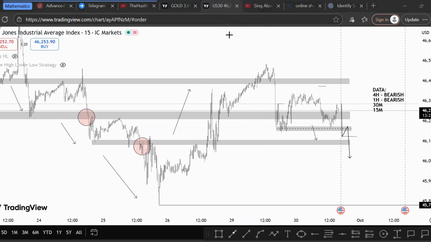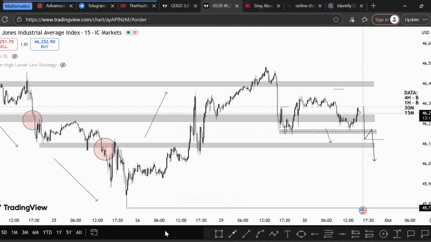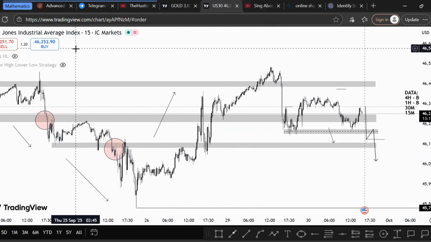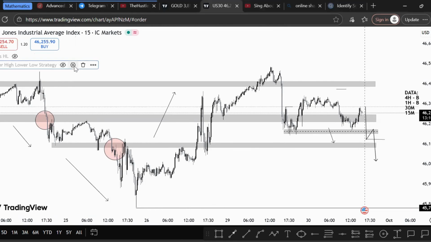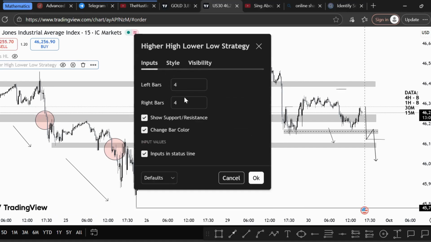Can I just ask you a question, if you don't mind? Yeah. Concerning this higher high, lower low strategy, can I see your settings? When you go to the lower time frame, you see so many, as you said, you should only use it during, what's this? Oh, just four. Okay. Yeah.